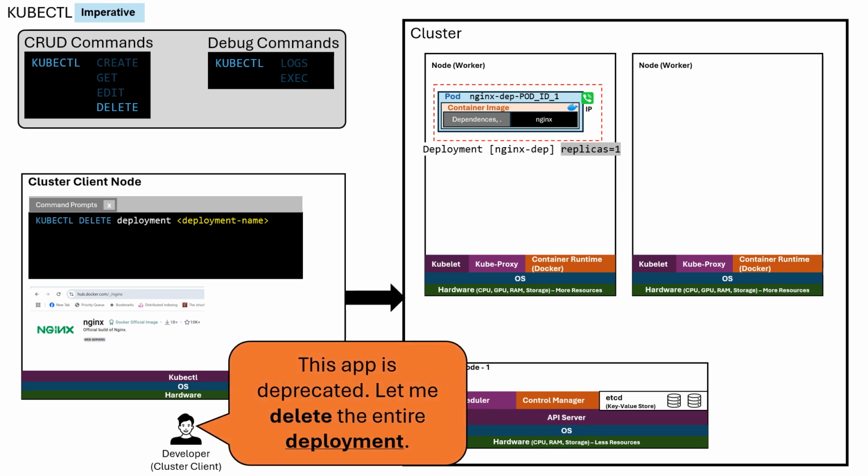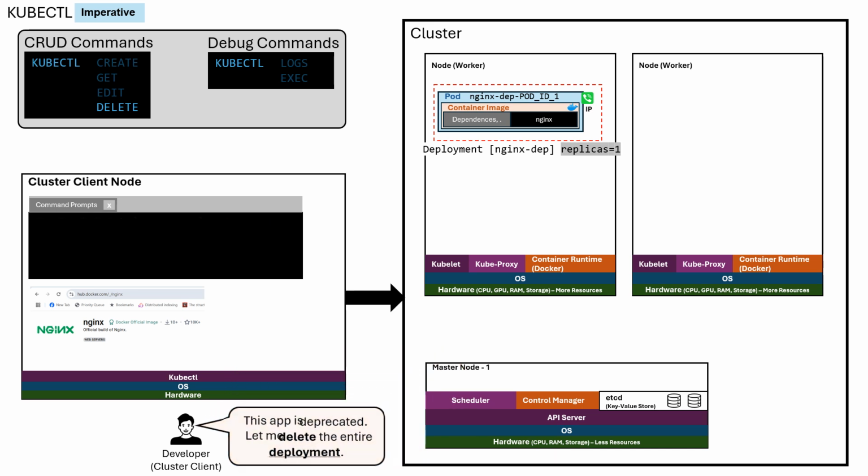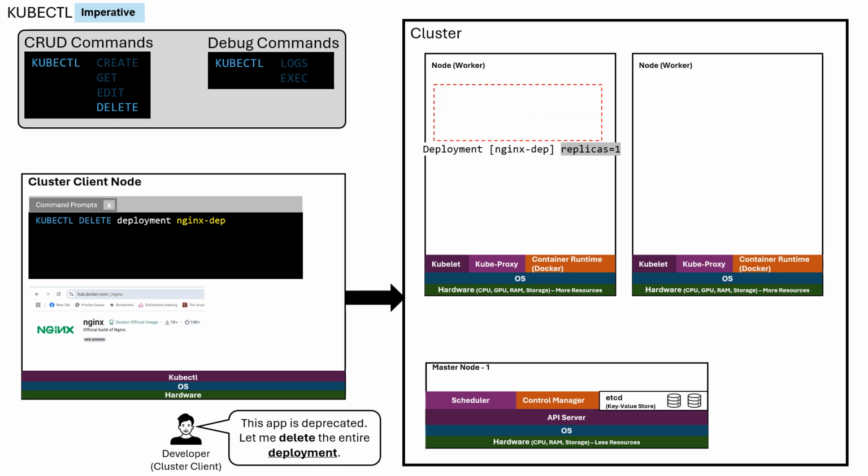Let me give you another example for deleting a deployment. Let's say this app is deprecated, so I'll delete the entire deployment. You can do it with the command kubectl delete deployment. For example, to delete the nginx-dep deployment, you'd run kubectl delete deployment nginx-dep. This will delete the entire deployment.